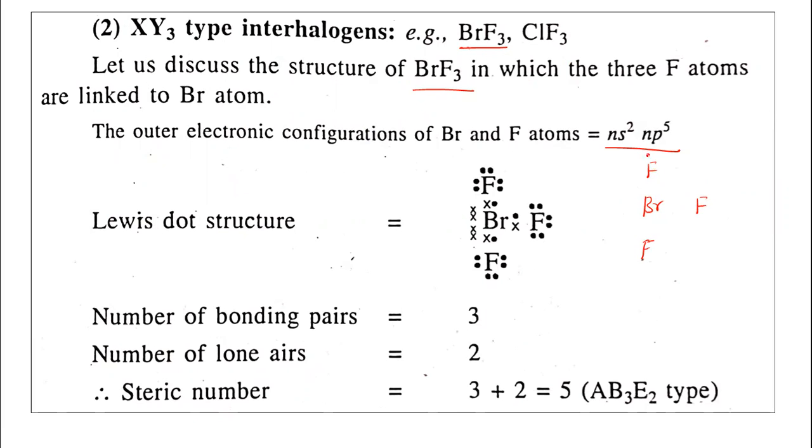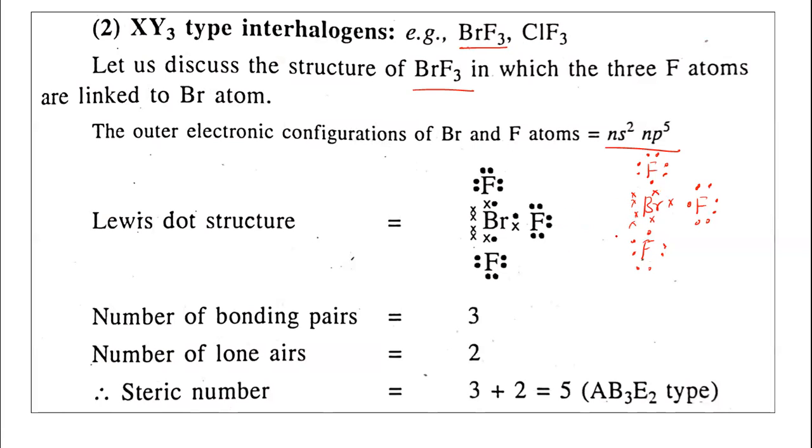So let us show the 7 valence electrons: 1, 2, 3, 4, 5, 6, and this is the 7th. Similarly for this one, 1, 2, 3, 4, 5, 6, and this is 7. Similarly for this one, 1, 2, 3, 4, 5, 6, and this is 7. Same for the bromine: 1, 2, 3, then 4, 5, 6, 7.